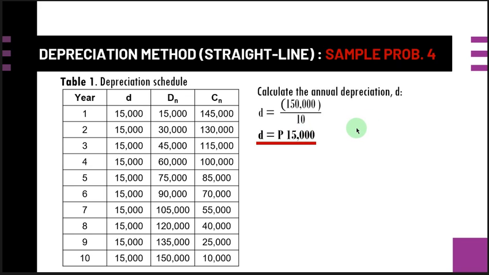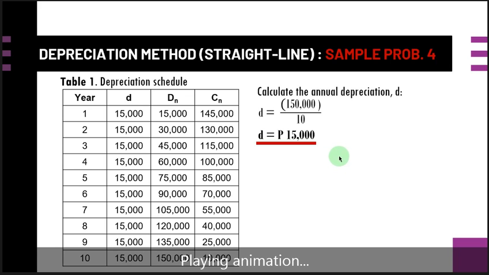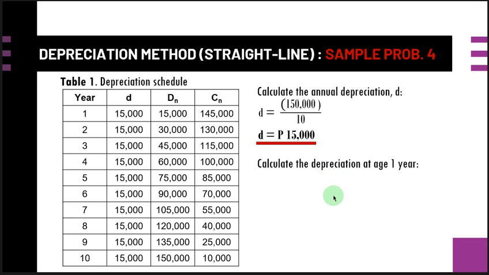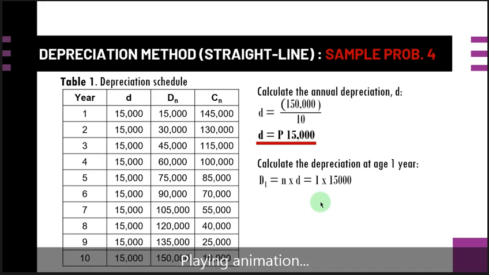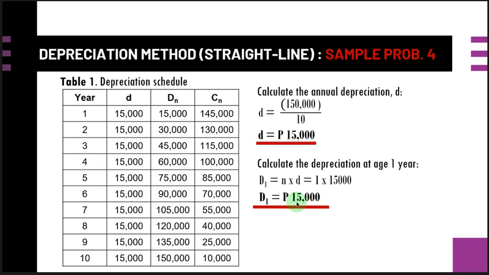Later, we will proceed with this table after calculating all these values on the right side of your screen. After that, we are going to calculate the depreciation at the age of 1 year. So capital D sub 1 is equal to, since our D sub n is equal to n times small d, and our consideration is for the first year, we replace n equals 1. So 1 times this small d, which is 15,000. So we get the value of our D sub 1 equals 15,000 pesos.